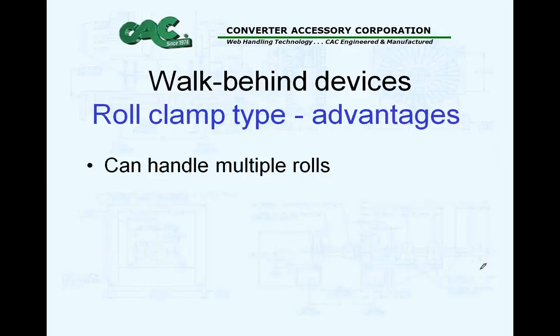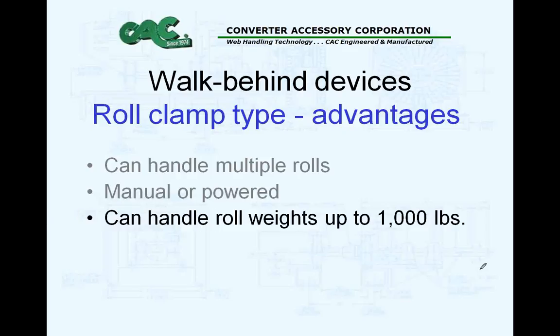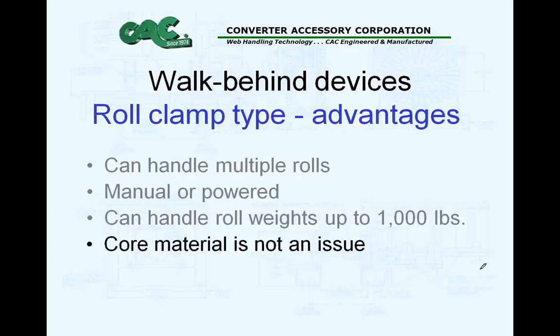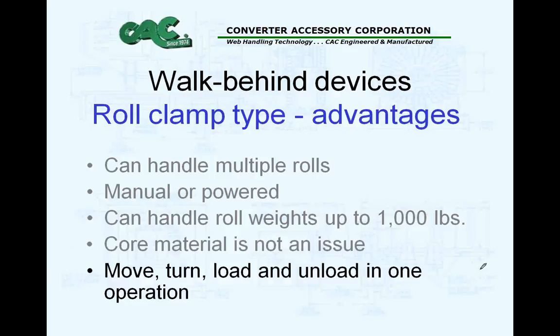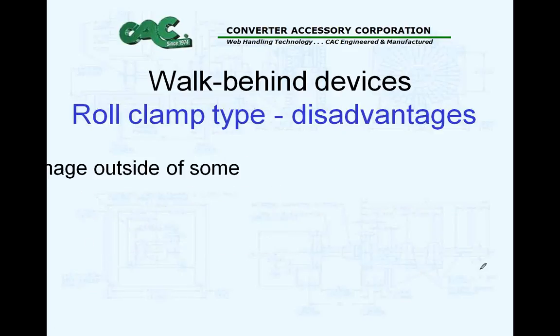You can handle multiple rolls with one piece of equipment, but the rolls all have to be the same diameter on the outside. There are manual or powered units available, and generally designed for roll weights up to about 1,000 pounds. Core material is not an issue because you're grabbing the roll from the outside, and these units are designed to move, turn, load, and unload all with one piece of equipment.